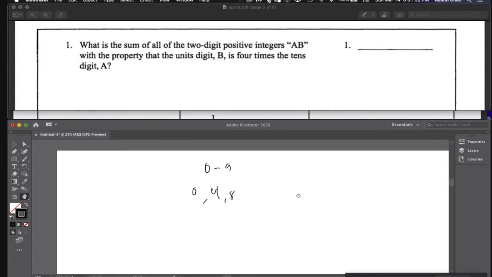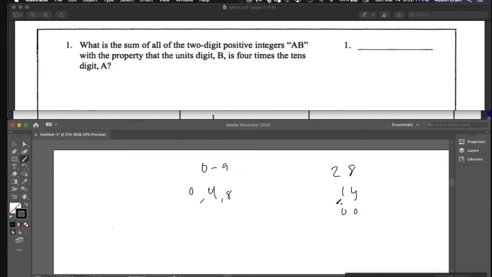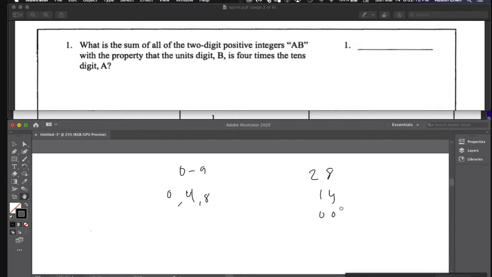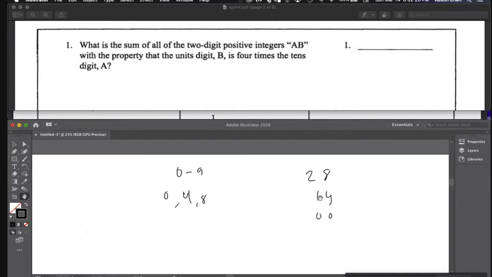So then if you look at these cases, if our units digit B is 8, then our tens digit would obviously have to be 2 because 2 times 4 is 8. And if we have 4, then A has to be 1. Well, if B were 0, then A would be 0, but it has to be a positive two-digit number, so it can't be 0. Either way, it doesn't add anything. Okay, so then these are our only possible two-digit integers.